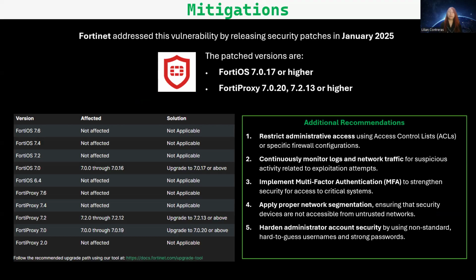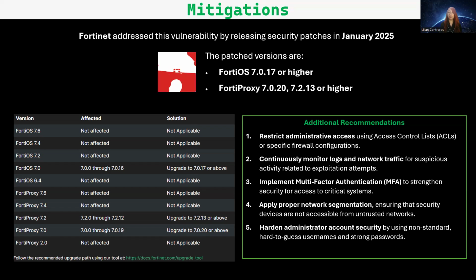Fortinet addressed this vulnerability by releasing security patches in January 2025. All system administrators were advised to update their devices as soon as possible to mitigate any risk of exploitation. The patched versions are FortiOS 7.0.17 or higher, and FortiProxy 7.0.20 and 7.2.13 or higher. In addition to software updates, the following security measures are recommended.